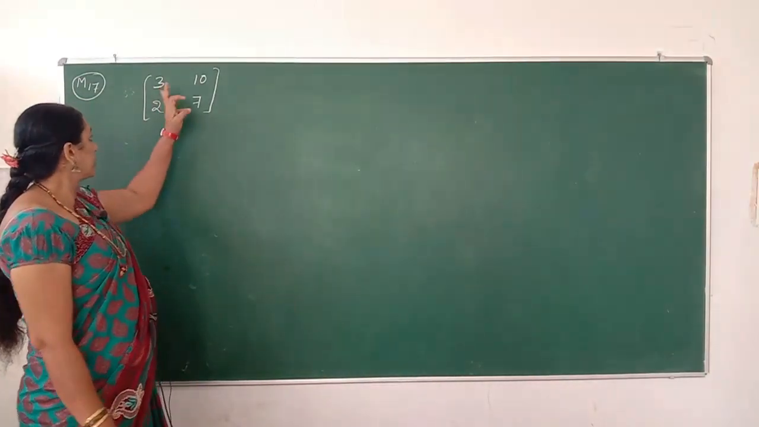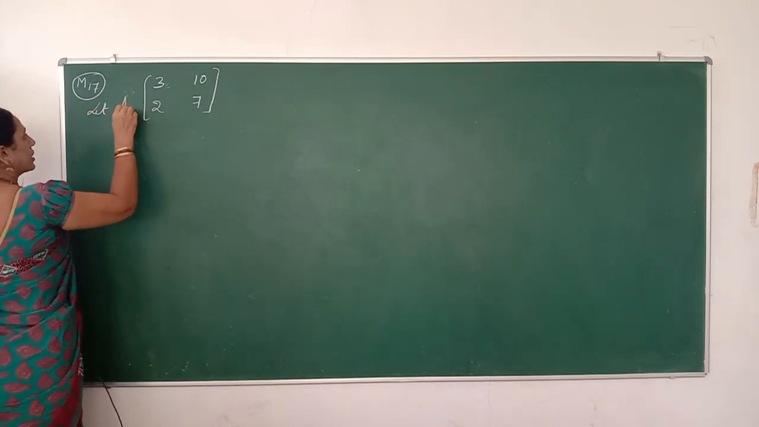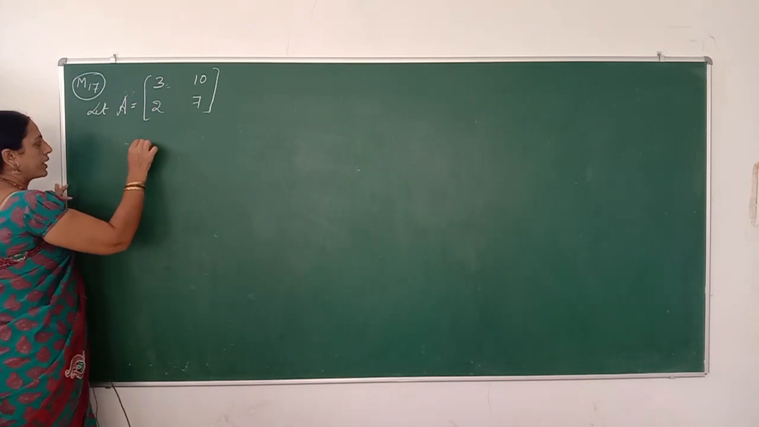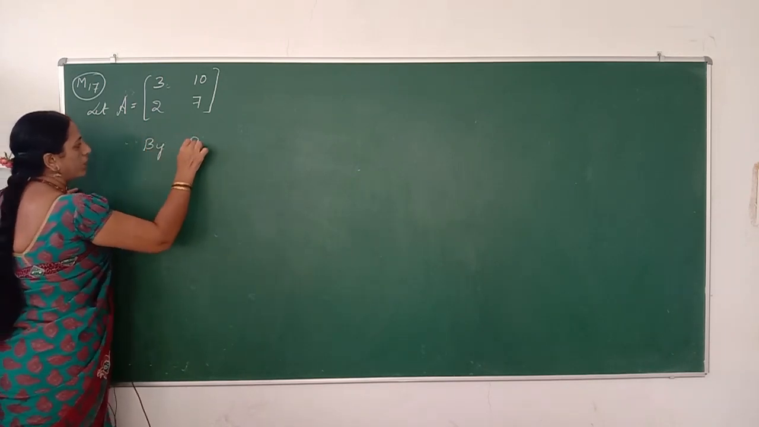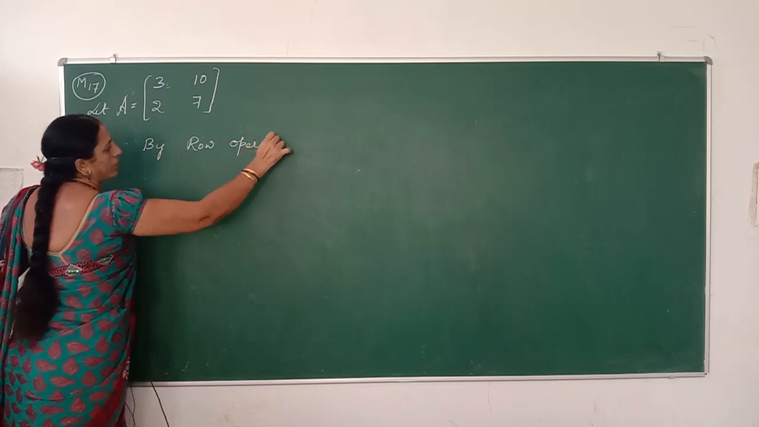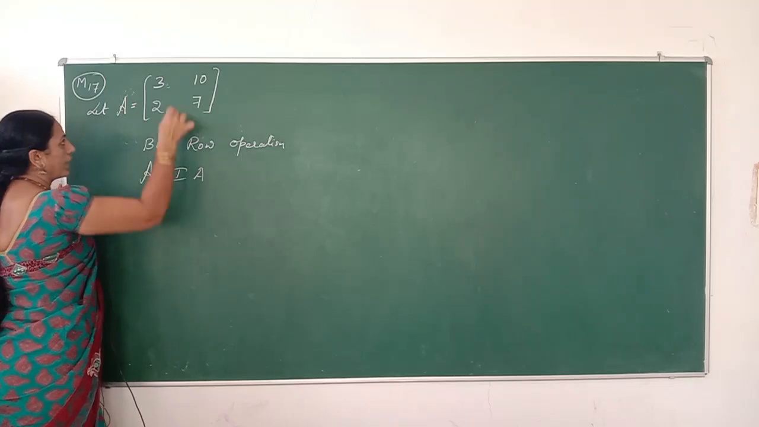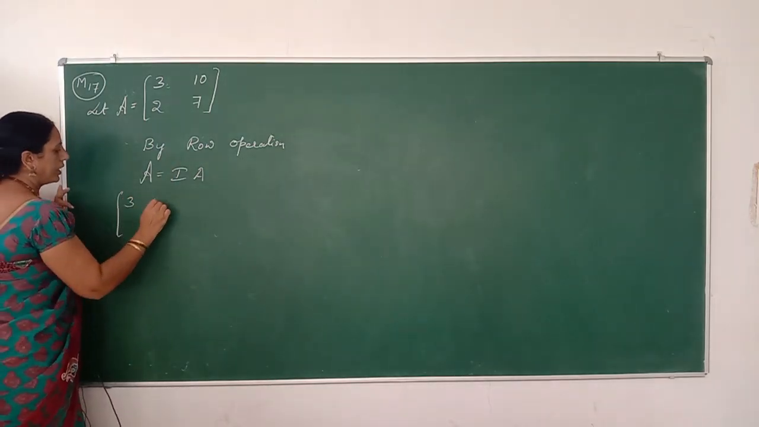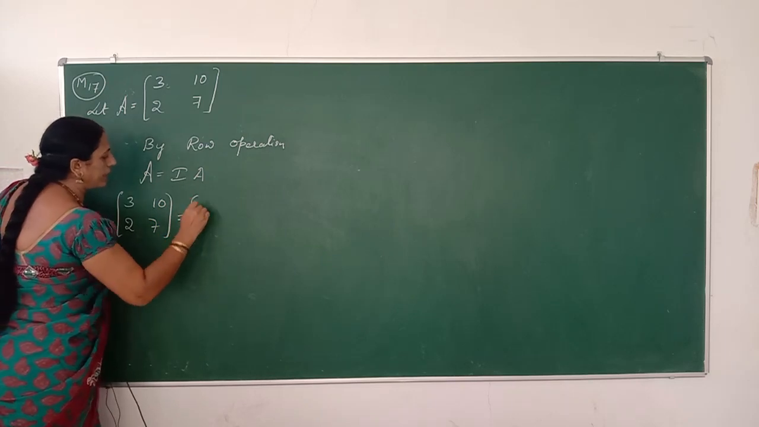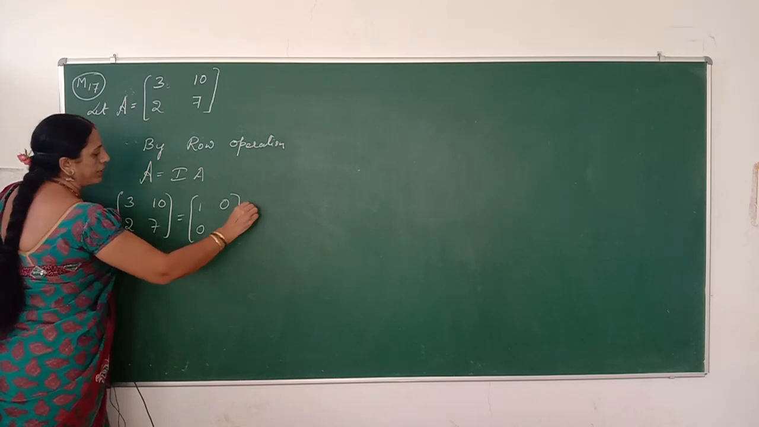Next one: 3, 10 to 7. Let A be equal to 3, 10 to 7. So by the elementary row operation, A is equal to I into A, where A is 3, 10 to 7, and I is 1, 0, 0, 1, into A.